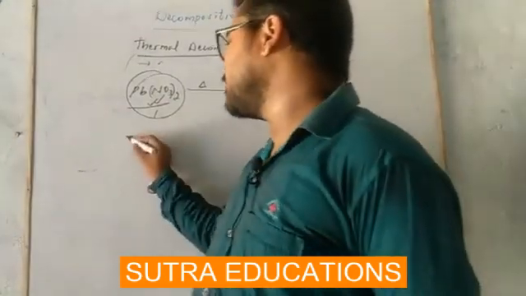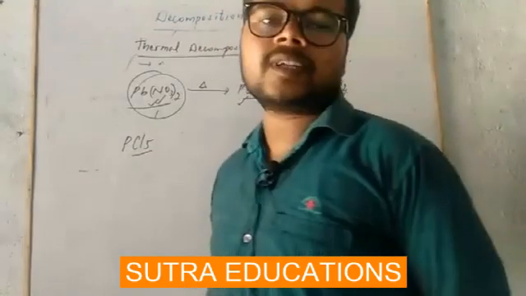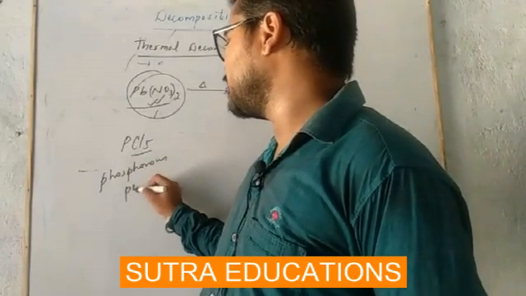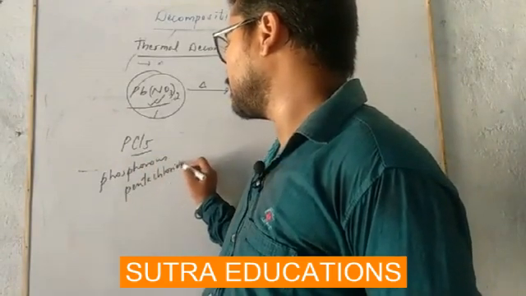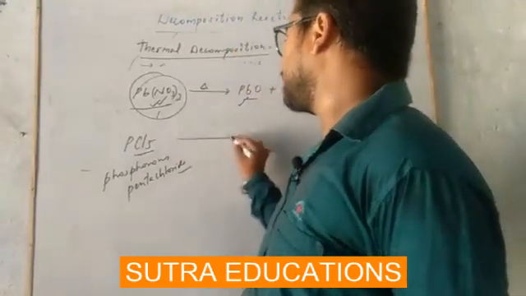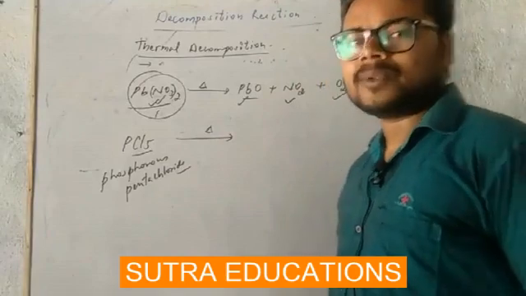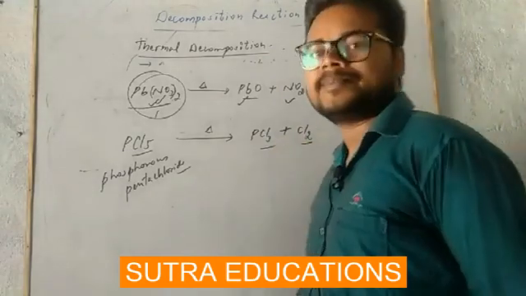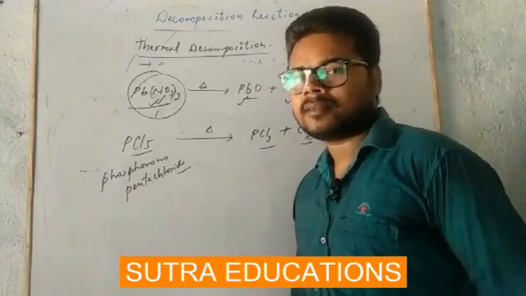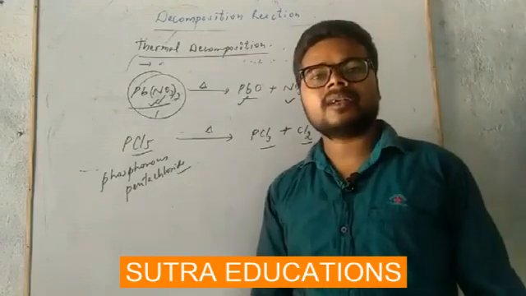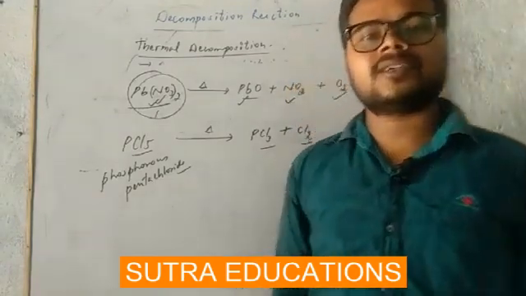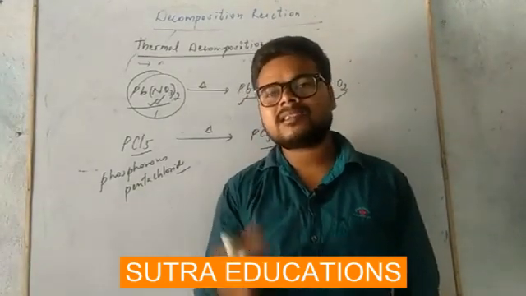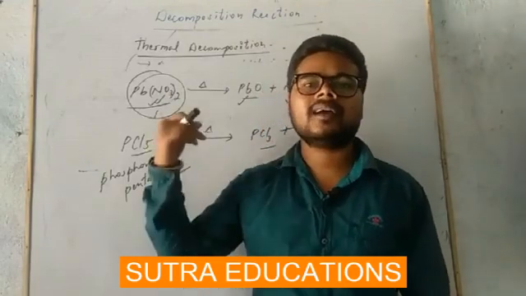You can take PCl5. It is phosphorus pentachloride. Okay, so PCl5 on the application of heat decomposes into PCl3 plus Cl2. Got it? So these were some examples of thermal decomposition. So thermal decomposition is clear to you now. What is thermal decomposition? Thermal decomposition is the type of decomposition which is carried out by the heat.